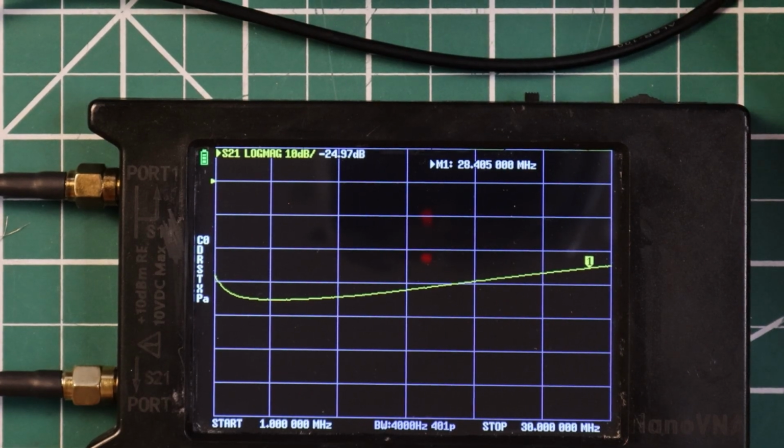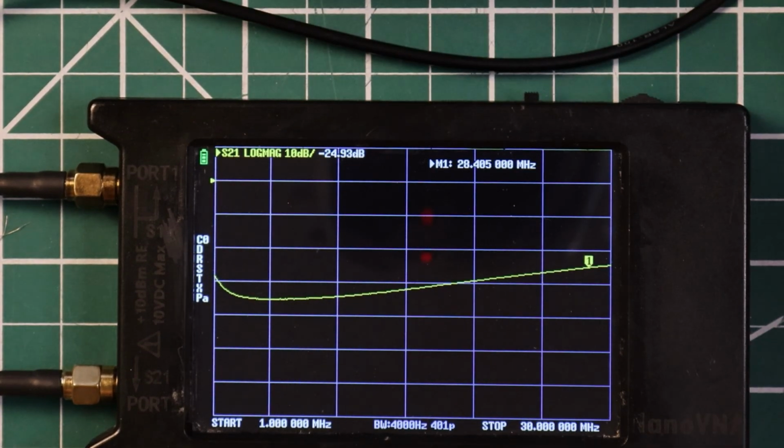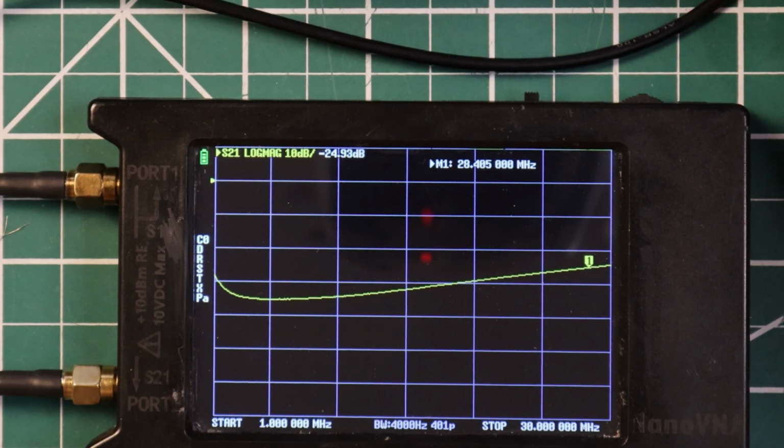With a choke, because remember, we're measuring on the shield. In a choke, that's what you want. This is functioning as a common mode choke. So that is how this performs as a choke.